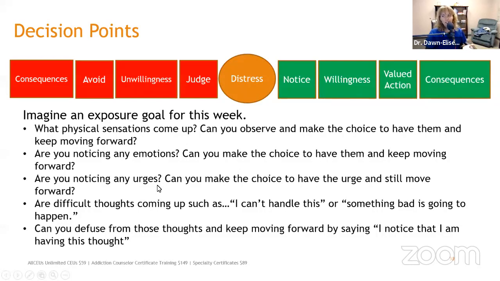Are you noticing any urges? Can you make the choice to have the urge and still move forward? Are difficult thoughts coming up, such as I can't handle this or something bad is going to happen? Can you diffuse from those thoughts and keep moving forward by saying, I'm noticing that I'm having the thought that...? And this is where we start talking about diffusion.